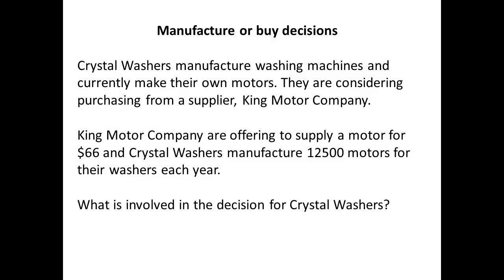Another type of decision is whether a company should buy in components or make the components. For some companies, assembly is the main activity, with most components being bought. This is so in the computer industry. Crystal Products makes washing machines, and they make their own electric motors. The decision to be taken is whether to continue to make 12,500 electric motors a year, or whether to purchase the motors for $66 a unit from King Motor Company.